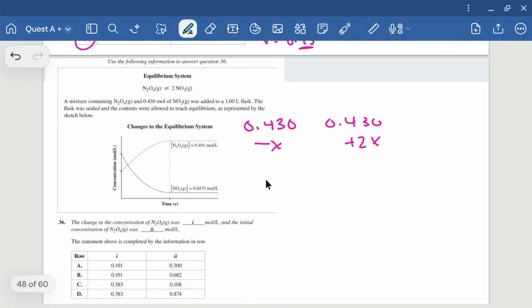So at equilibrium, you know N2O4 is 0.491 and NO2 is 0.0475. Because we're making this, I'm going to add this, and because we're using this up, I'm going to subtract this, just approaching it from the other direction. So doing that, it was asking for our final concentration, an initial concentration of N2O4.